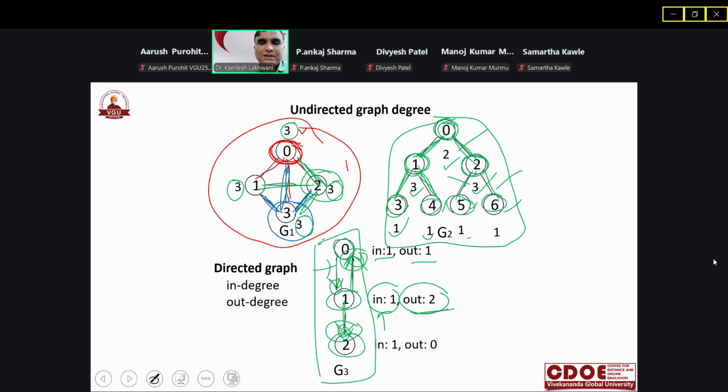Similarly, the in degree of node 2 is 1 and the out degree is 0. No other edge is going from 2 to any other node. So that is the meaning of in degree and out degree. In degree and out degree are used in the case of a directed graph, whereas in the case of an undirected graph, only degree will be considered.